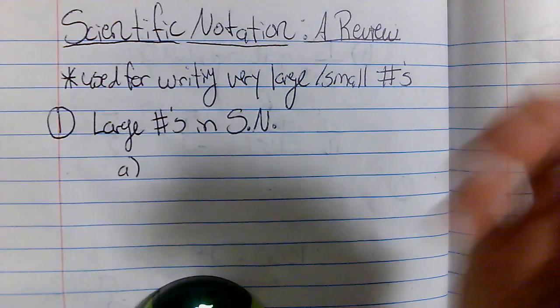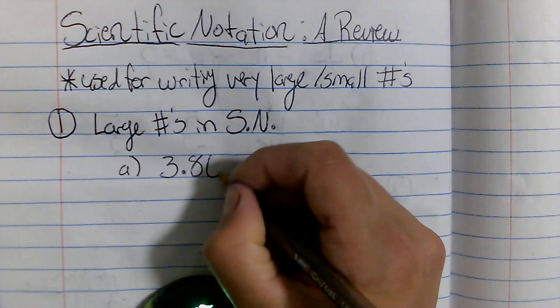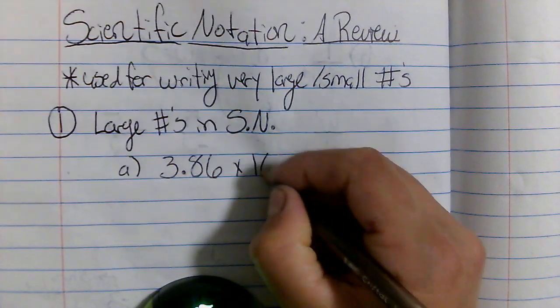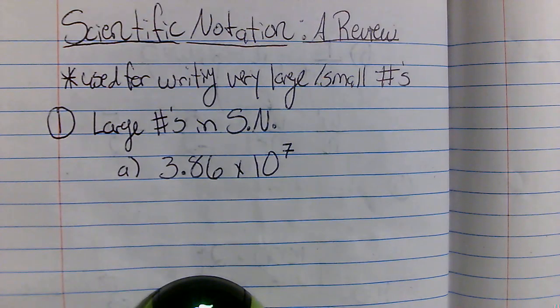So, for example, if I had something like this, 3.86 times 10 to the 7th. Let's do that. Okay? This is an example of a number that is in scientific notation. In a moment, I'm going to write out what the number would actually look like, but I want to talk about the different components that you see here.